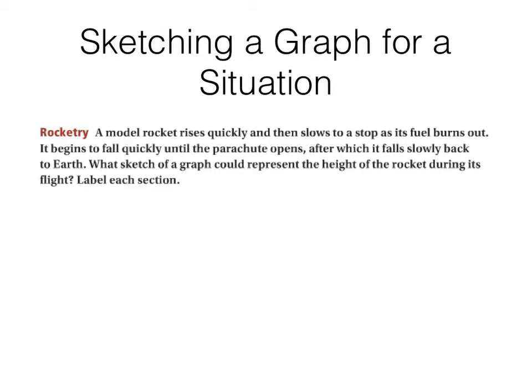So we're going to start off by reading a model rocket problem. A model rocket rises quickly, then slows to a stop as its fuel burns out. It begins to fall quickly until the parachute on the rocket opens, after which it falls slowly back to Earth. What sketch of a graph could represent the height of the rocket during its flight? Label each section. So let's start with a graph.